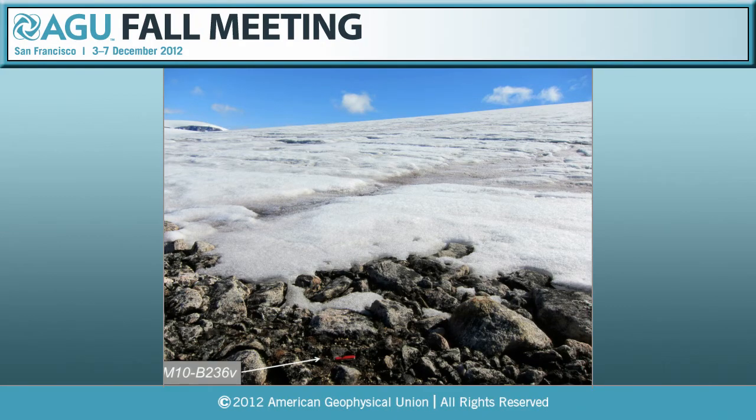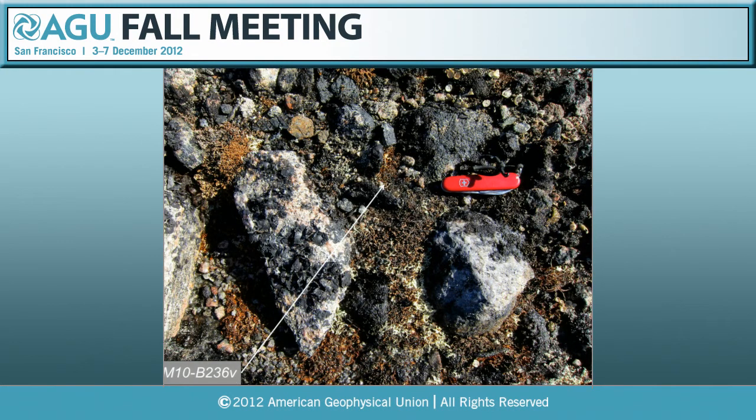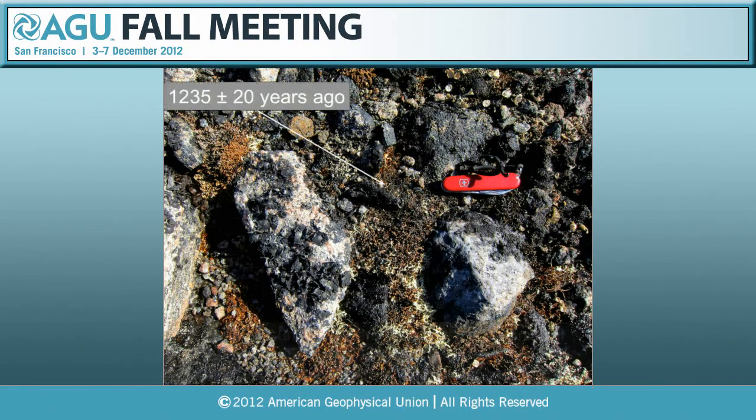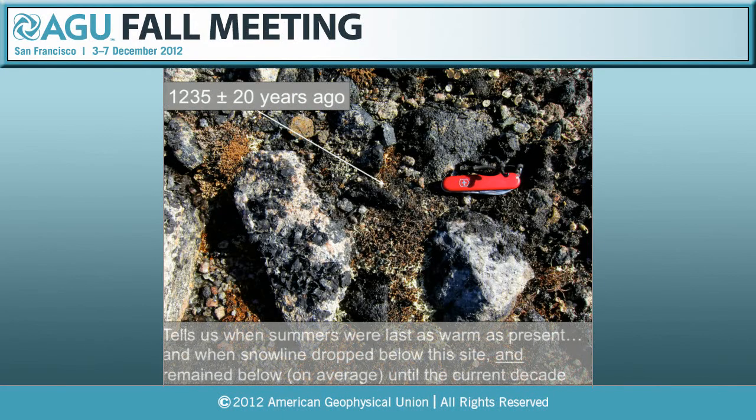If you keep your eye on this little red pocket knife in that triangular rock there, here we are at it. And what you can see is that there's an entire ecosystem that's just come out about 3 weeks prior to us collecting at that site. So we can take these little tundra plants and radiocarbon date them and get a date, in this case, about 1,200 years old. And so what does this date mean?